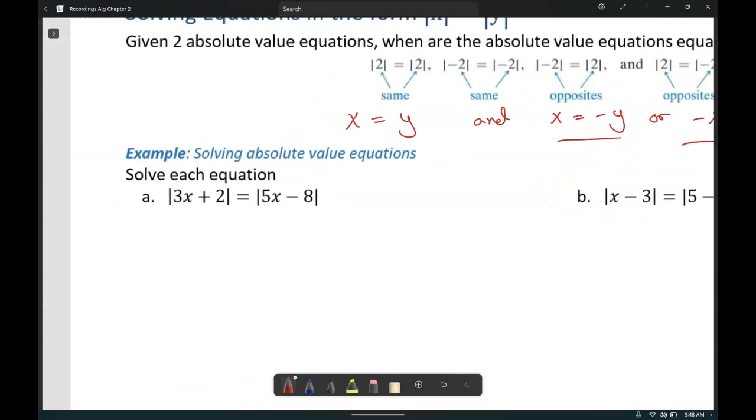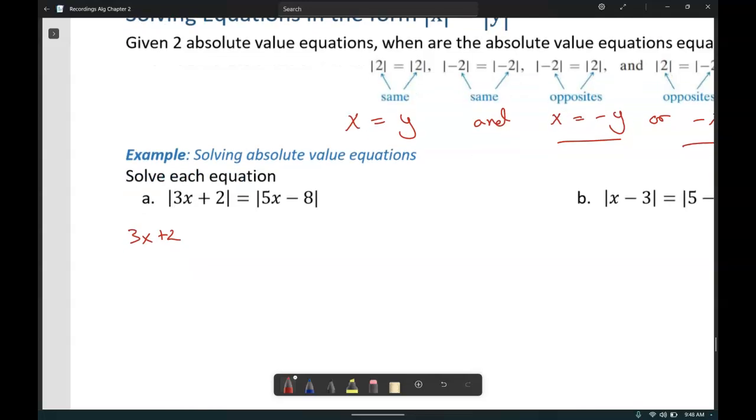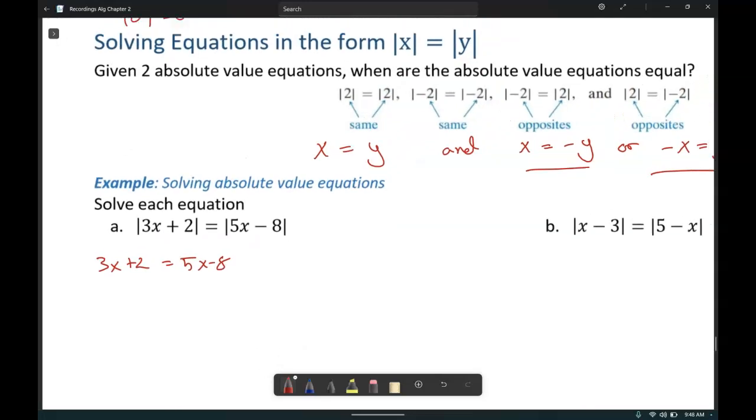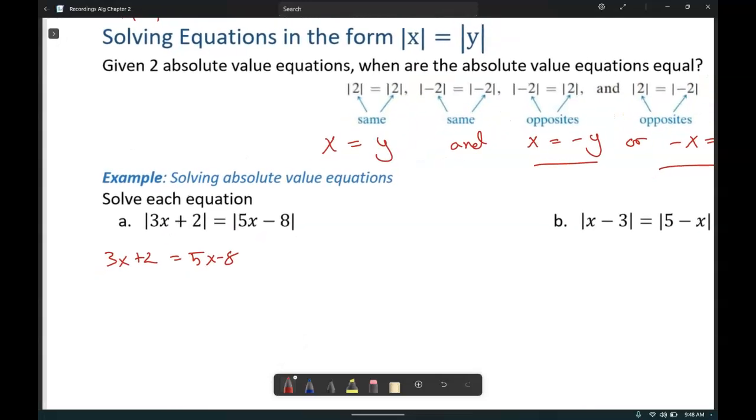So here we have two absolute values set equal to each other. Well, we can start by saying, if I take the absolute value of 3x plus 2, it has to equal the absolute value of 5x minus 8, of that expression. When we take those absolute values, those expressions must be the same. So we'll solve that equation. But we'll solve a second equation.